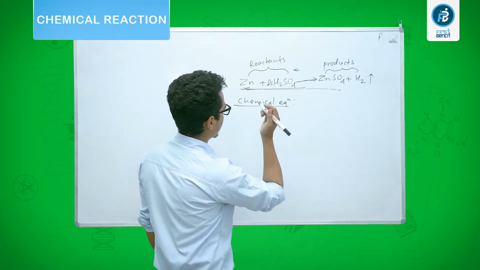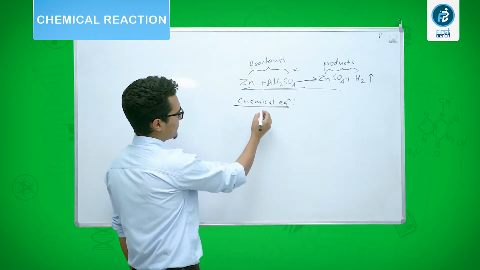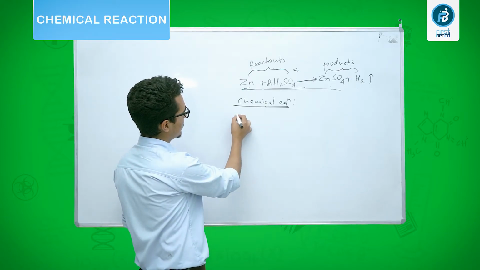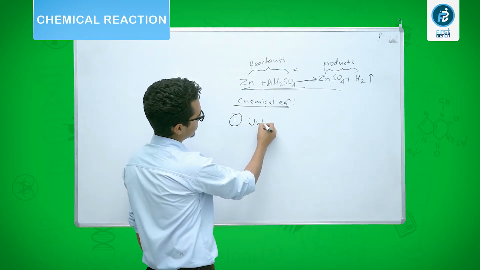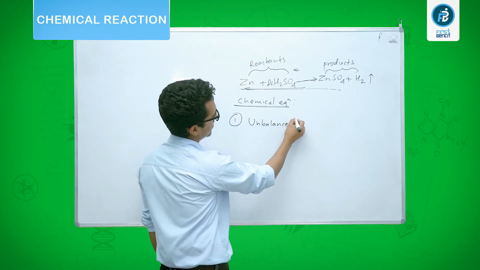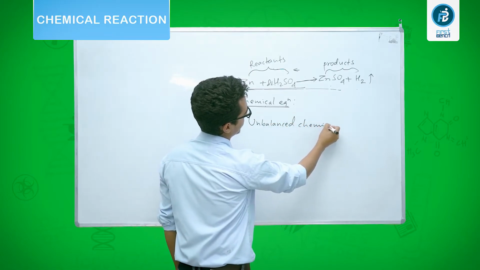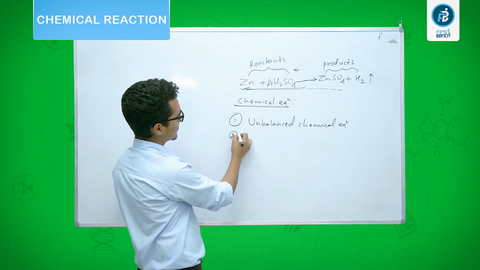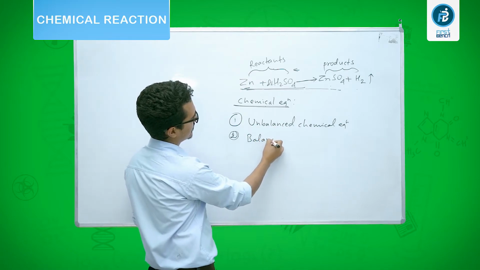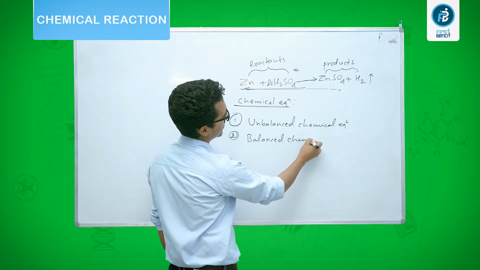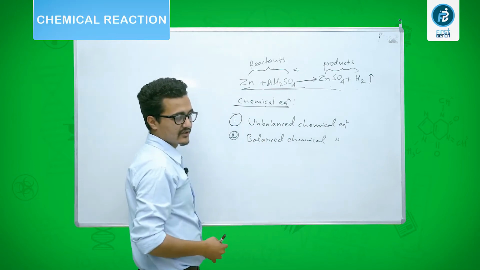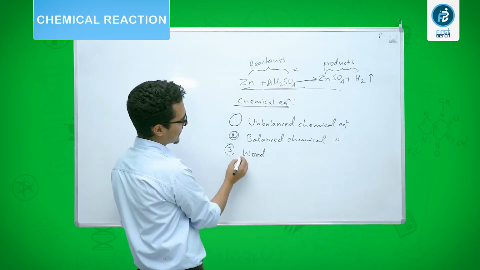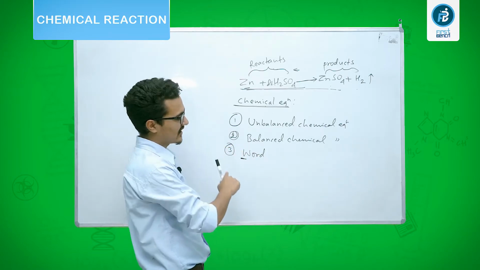Now let me go towards other parts. Chemical equations are also named as per their types. One of them is the unbalanced chemical equation. Another is the balanced chemical equation. And third, the word equation. You can write it first also, that's not a problem, although these are the types.